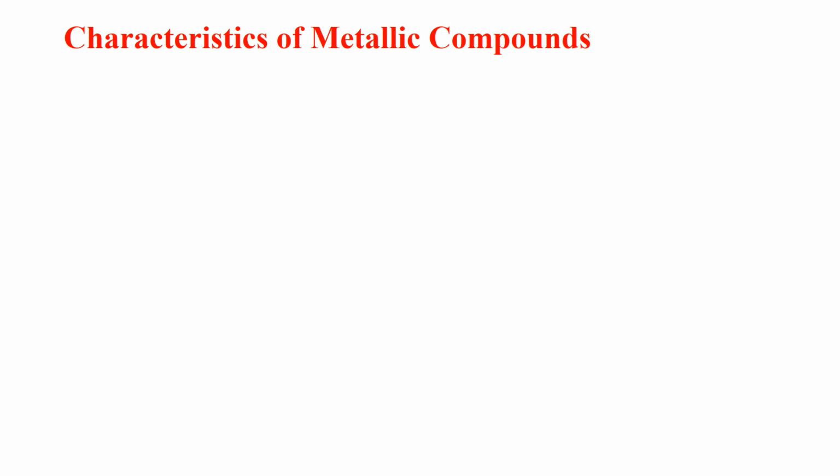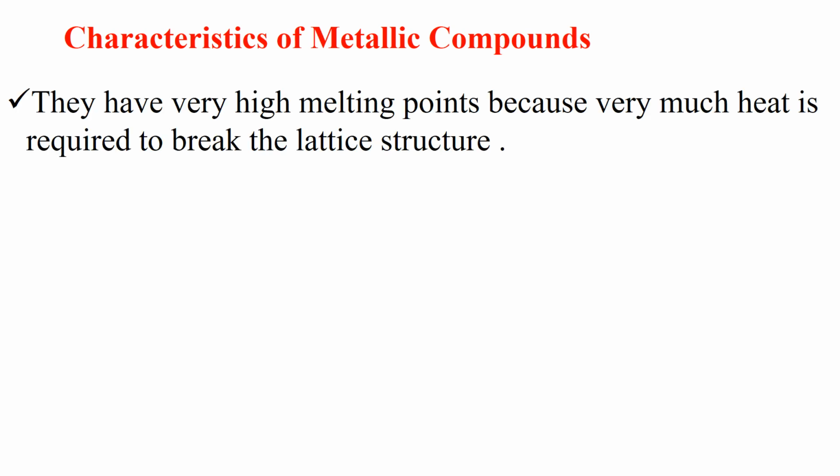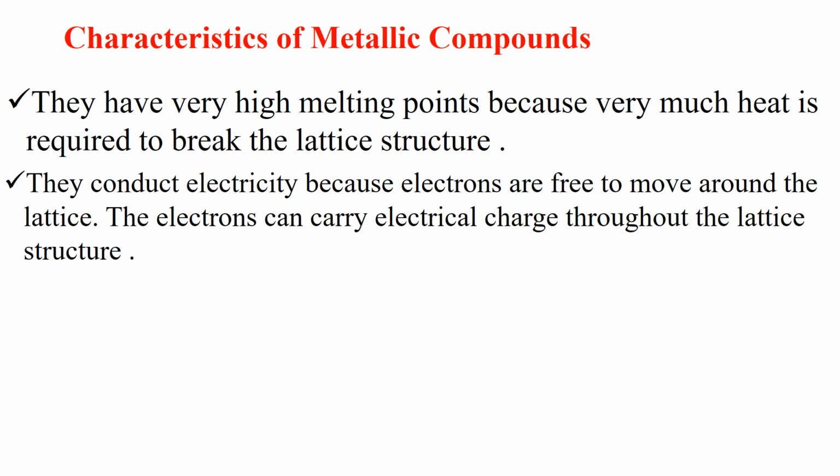Characteristics of metals. Metallic compounds have a high melting point because very much heat is required to break the lattice structure. This is a strong bond. They have a very strong bond. They also conduct electricity because of the electrons which are free to move around the lattice structure.